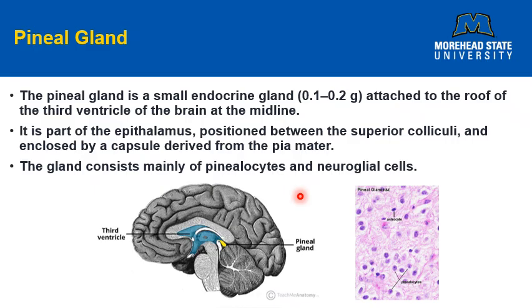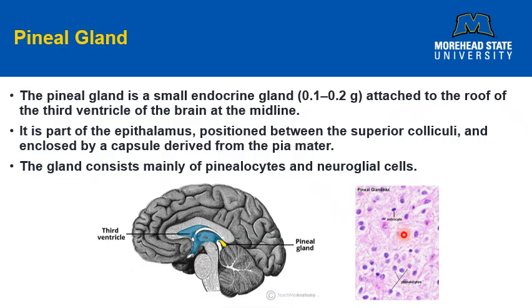Pineal gland. All right, this guy is quite small. It's attached to the roof of the third ventricle of the brain at the midline. All right, so you can see right here. It is part of the epithalamus. Okay, it's positioned between the superior colliculi and enclosed by a capsule derived from the pia mater. It's mostly got pinealocytes and neuroglial cells, which you can kind of see in here.